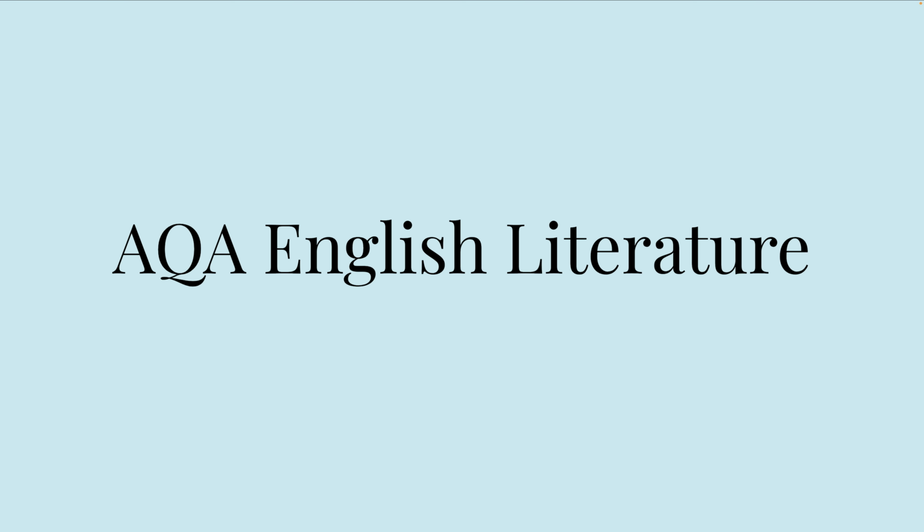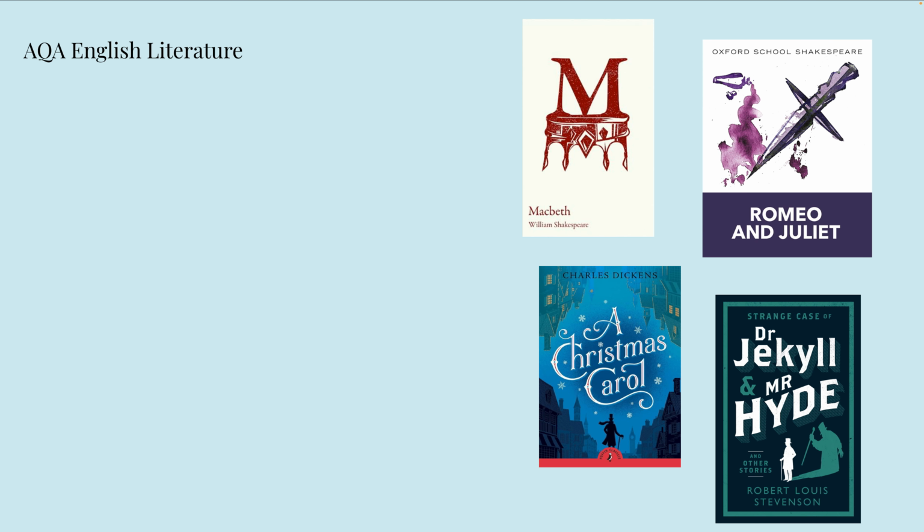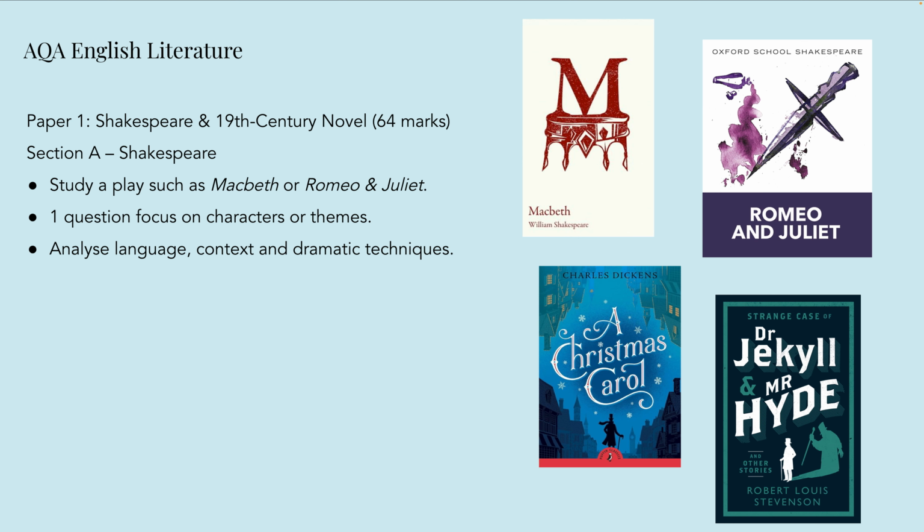So let's start with AQA English Literature. There are two papers for English literature. Paper 1 is Shakespeare and 19th century novel for a total of 64 marks. Section A looks at Shakespeare. Students will study a play such as Macbeth or Romeo and Juliet. There will be one question that focuses on characters or themes. And students have to analyse the language, the context and the dramatic techniques that Shakespeare used.